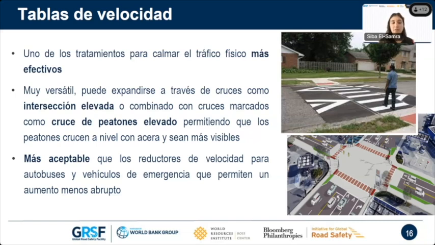Also, they can be very versatile because of their design and flat top. They can double as raised intersections or raised crosswalks, which are very helpful for pedestrian safety. They increase visibility in these areas and make them more of a priority on any road where they are implemented. Next.